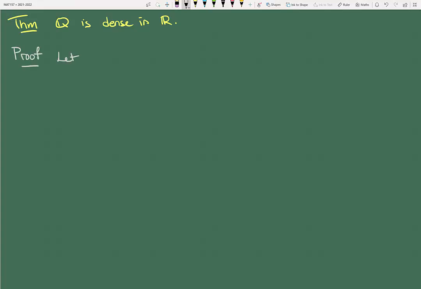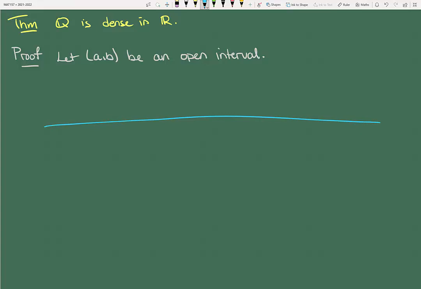So let (a, b) be such an interval. Now the idea here, as I was trying to mention last time, let's look at such a candidate interval like this. There's our a, b.